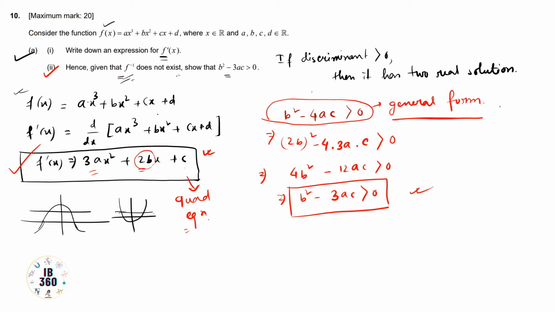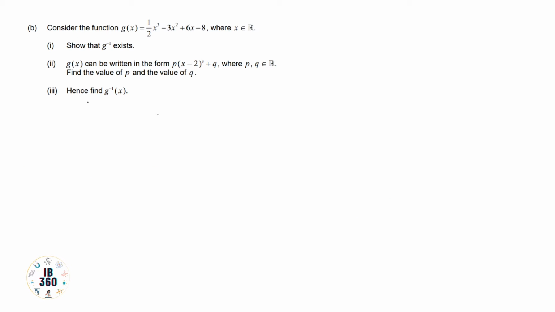Okay, so now we will move toward the second part of this question: consider the function g(x) equals half x cube minus 3x square plus 6x minus 8, where x belongs to R. Show that g inverse does not exist. Actually we have already seen that if b square minus 4ac is greater than 0, then the inverse will not exist.